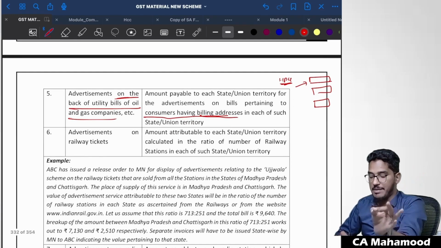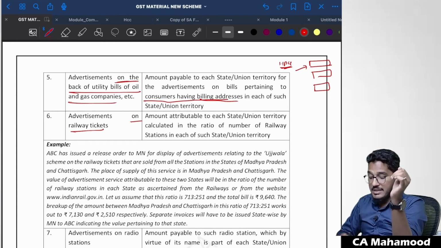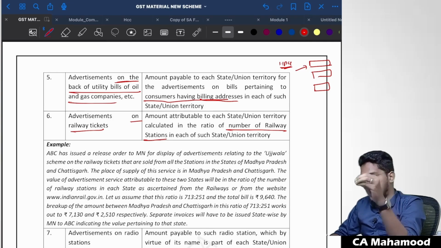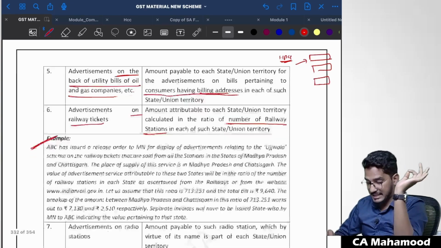In case the advertisement is happening on the back of utility bills of oil and gas companies. Sir, in case the advertisement is happening on railway tickets, then how to divide? Then you have to divide it on the basis of number of railway stations. In each state or union territory, you have to determine how many railway stations there are. In the ratio of railway stations, you have to divide the value. For that also, we have an example here. Please go through that example.